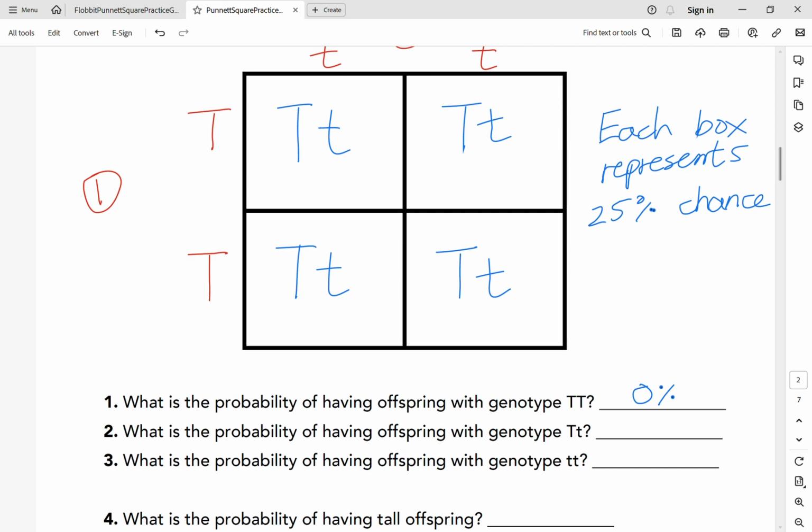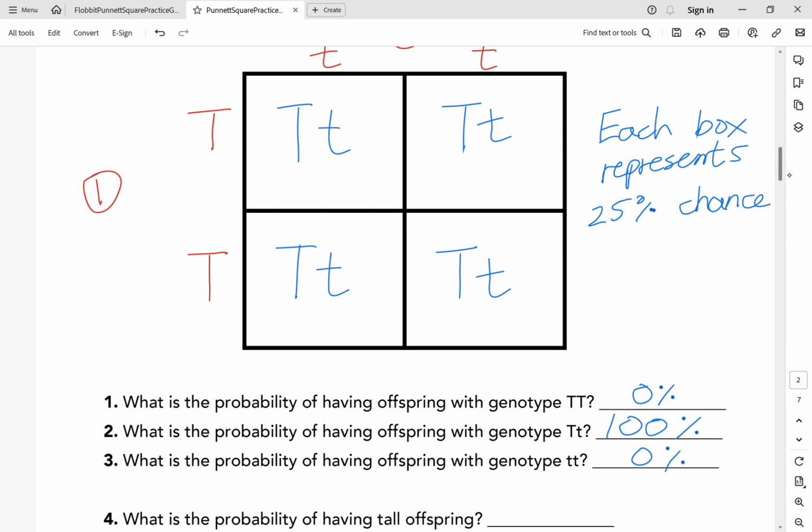So what is the probability of having offspring with a genotype capital T, little t? All four of them are capital T, little t's. So if you have 25% each, you put them all together, that's 100%. And what's the probability of having offspring with genotype little t, little t? There are no little t's here. So again, that is 0%.